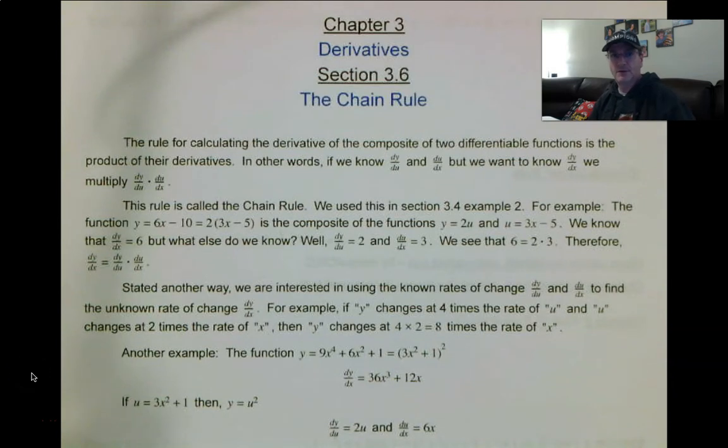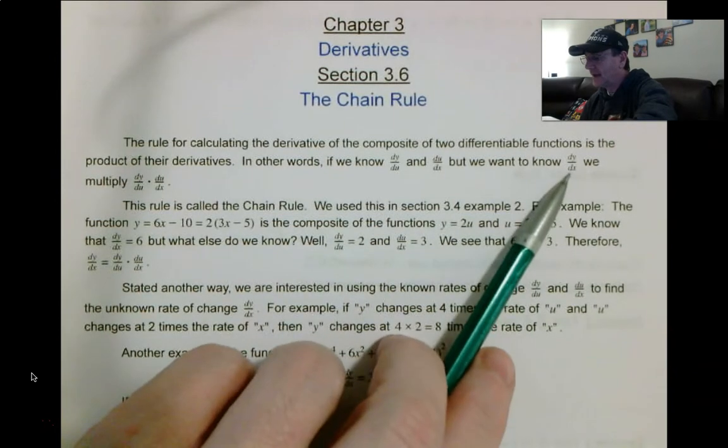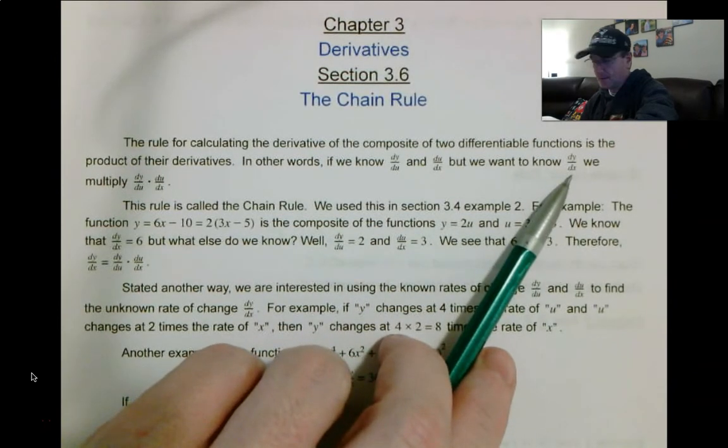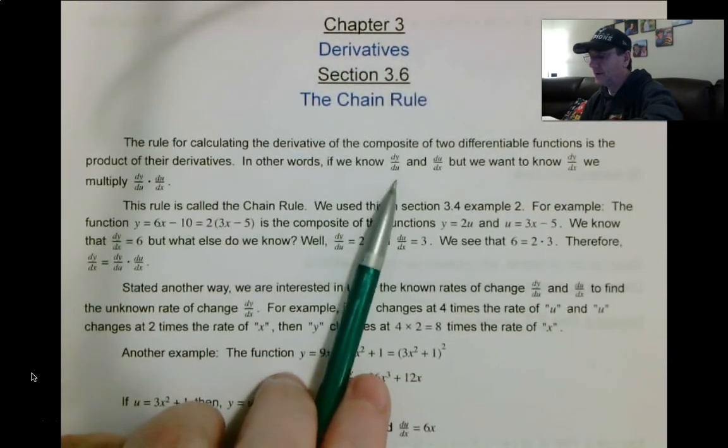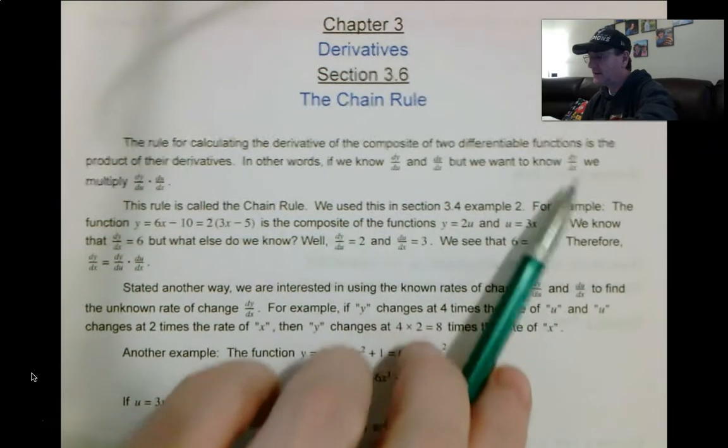Hi everyone, section 3.6, the chain rule. This is a rule that we have been leading up to for a little while now, and we've seen in small bits and pieces in previous sections. It's a way of finding dy dx indirectly, because we might be able to find dy du, and we might be able to find du dx, but we can't find dy dx directly.